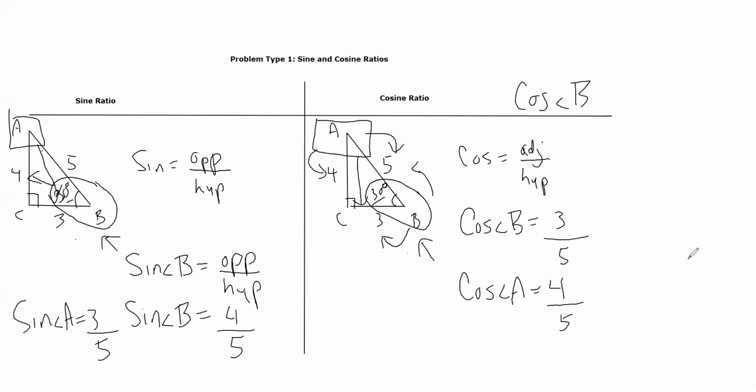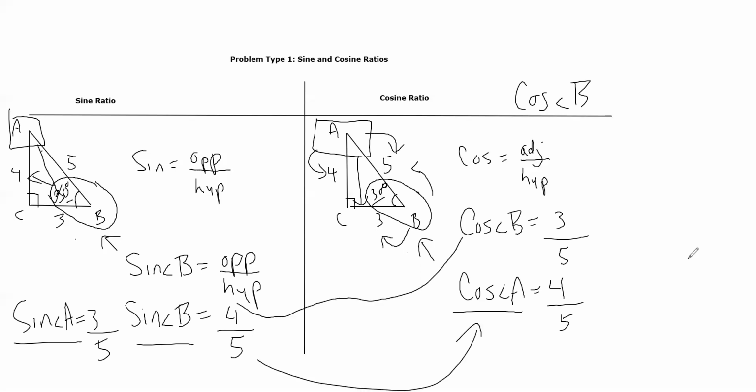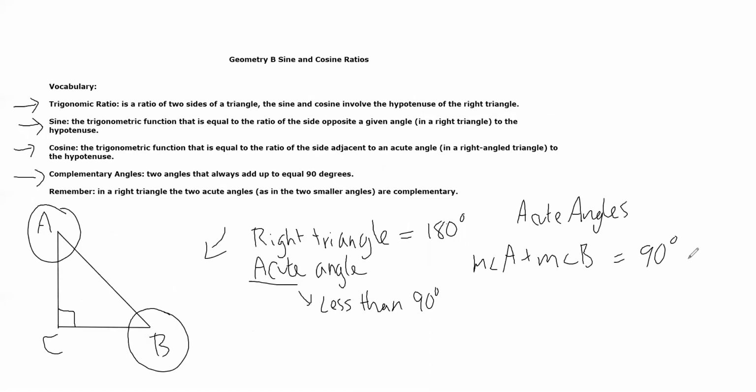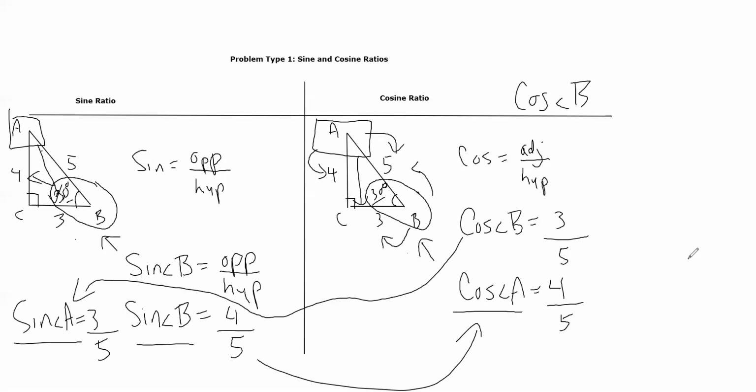If you notice, cos of A and sine of A, right? They're opposites. Also, if you notice, sine of B is the exact same thing as cos of A. Cos of B is the exact same thing as sine of A. That's on purpose. And that has to do with the complementary relationship between those two angles. If you don't remember what complementary means, that was this situation. We'll get into that later. Why don't we move on, right?